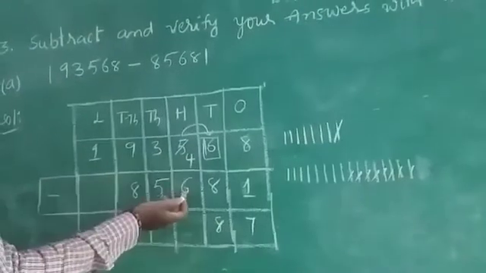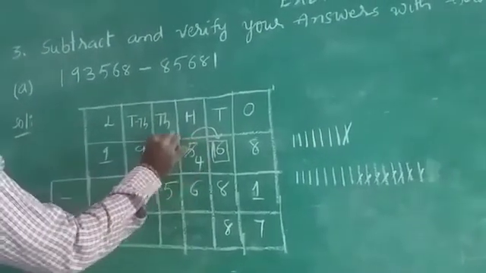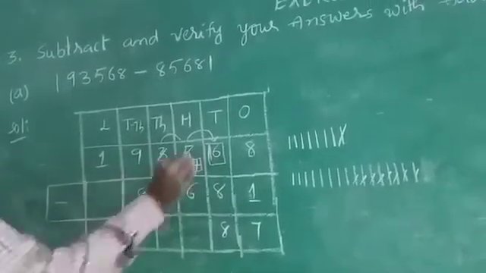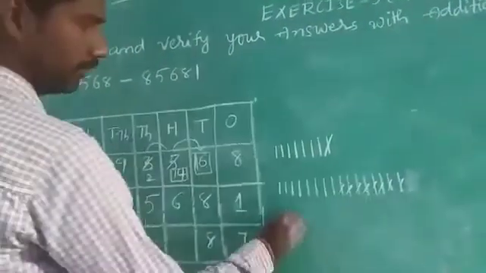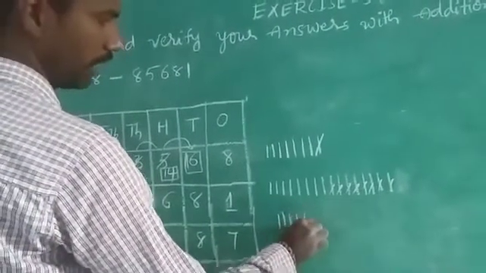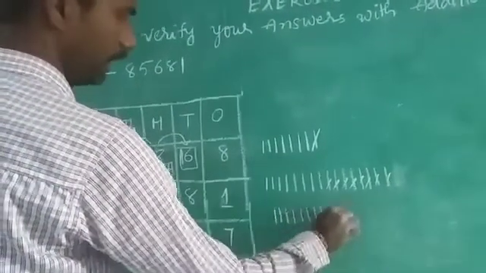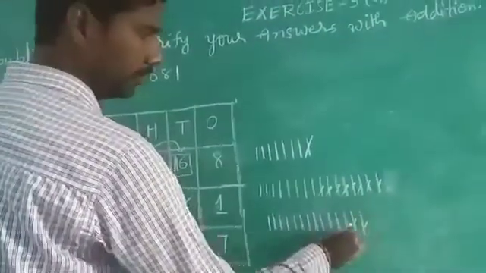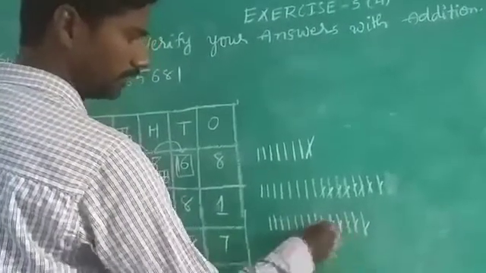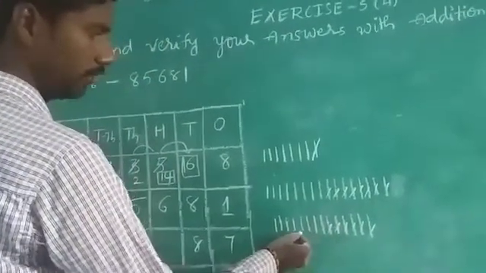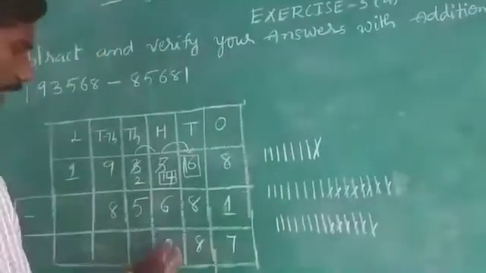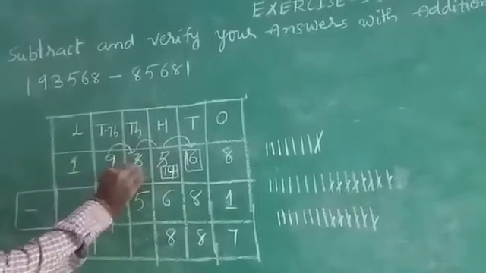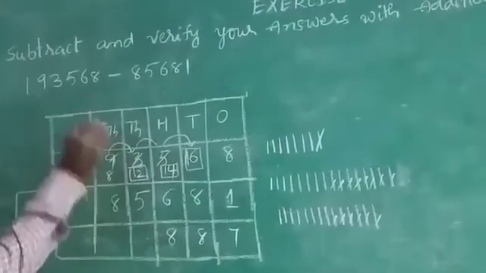Then 4 minus 6, when you subtract again you will take a borrow. So it will become 14, then it will become 2. So 14 minus 6: counting down 6 from 14, how much is left? 8. Then here again we will take a borrow. So it will become 12, and it will become 8.